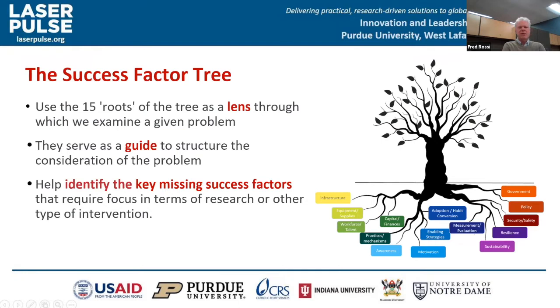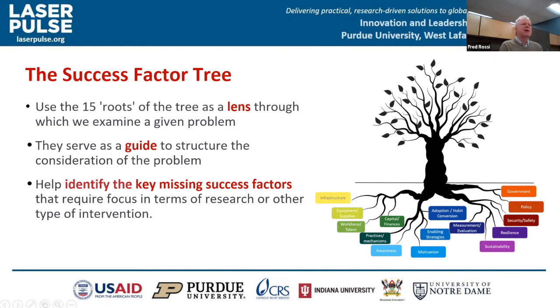So in this success factor, these 15 success factors, they're kind of color-coded into 4 broad categories. You have the green and yellow, which is like infrastructure and capital, and you have the blue, which is more people-centric motivation, strategies for adapting. Then you have the purple, which is measurement and evaluation, sustainability, resilience. Then you have the orange area, which is government policy, security, that kind of thing.